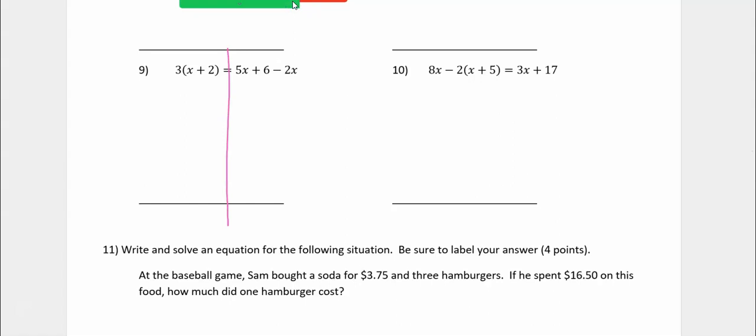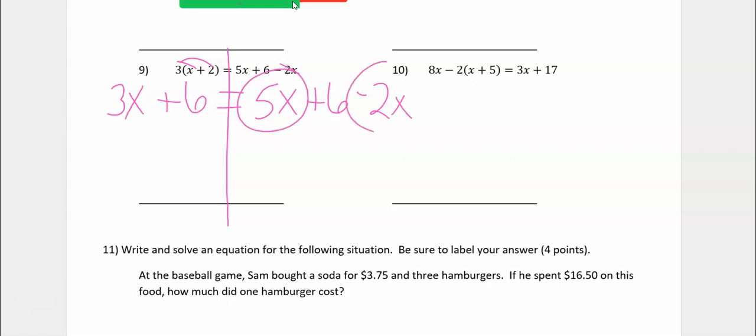Number 9, your first step is to always distribute when you're solving a multi-step equation. So that would be 3x plus 6 equals 5x plus 6 minus 2x. Then I'm going to combine like terms. Those x's, 5x and negative 2x, are on the same side. So I'm just going to do that like it looks. 5 minus 2 is 3x plus 6.